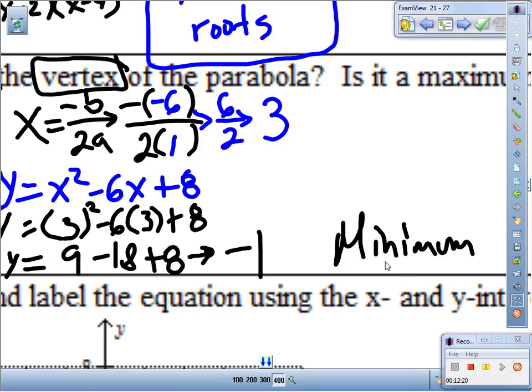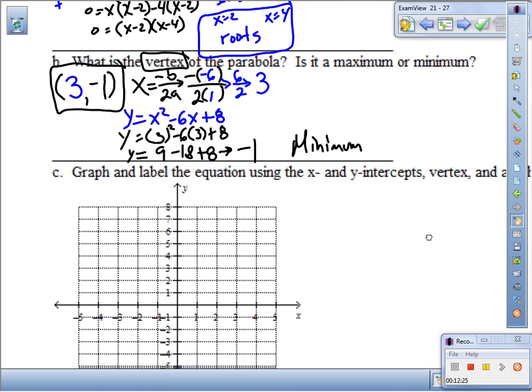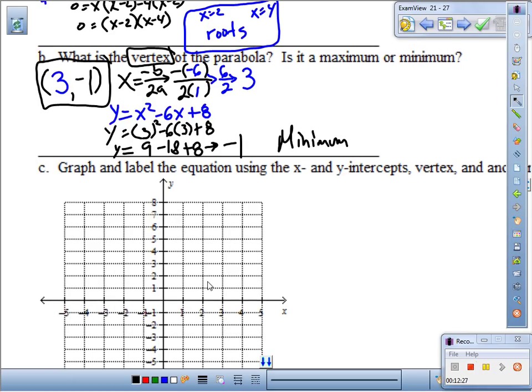All right. Now that we have all our information, we're going to graph this. Be nice. Start with our roots. Our roots are 2, 4. Our vertex is 3, negative 1. What is our y-intercept, everyone? 8. That is correct. And we get that from the constant in our equation. Now let me zoom into the graph.